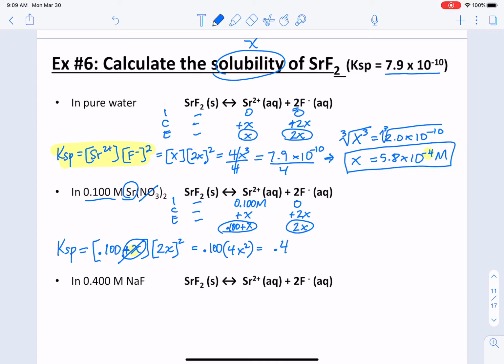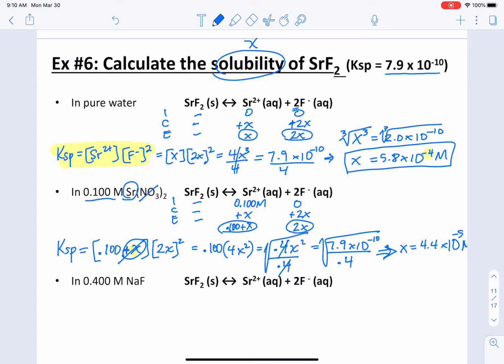That will give me 0.4x squared is equal to my Ksp, so that's 7.9 times 10 to the negative 10. I'll divide both sides by 0.4. Obviously that cancels here. And the value that I have for x, once we take the square root of both sides, x is equal to 4.4 times 10 to the negative 5 molar.